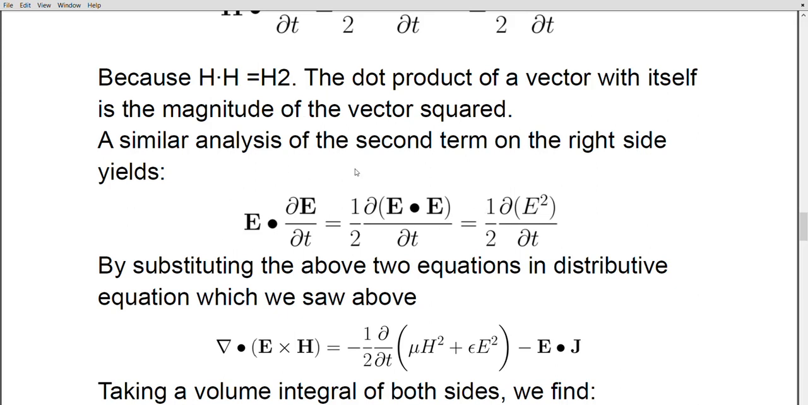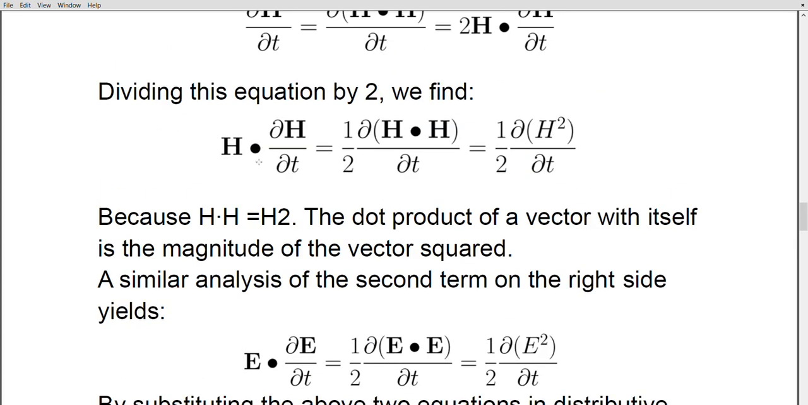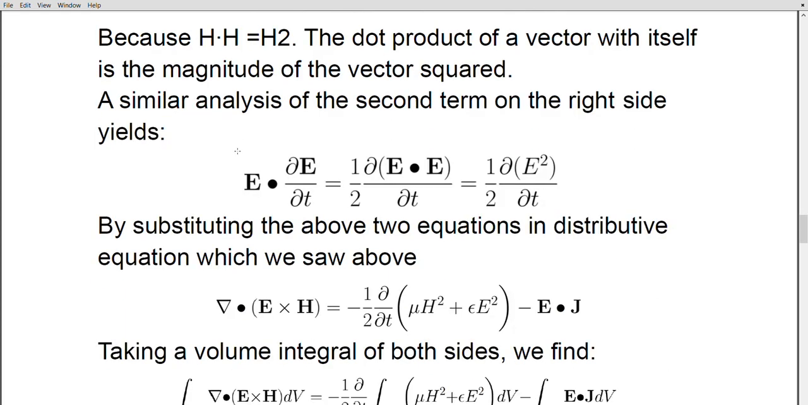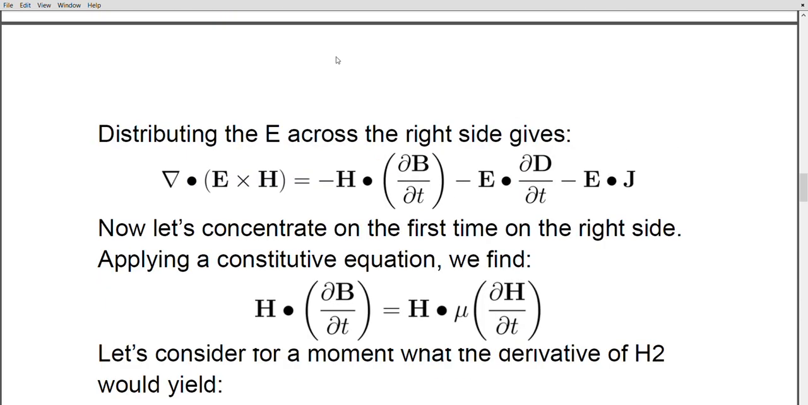You can see this equation is similar to the above equation. This is for the term E, and this is for the term H. So we have already yielded the two equations, and by substituting them in the distributed equation, we got the results for H and for E. We have to substitute them in the above equation which we solved here, del dot (E cross H).